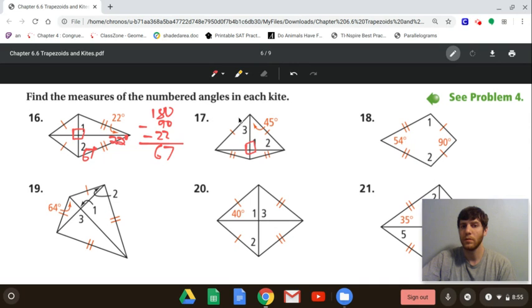So again, this is going to be 45. That half's 45, that one's also 45. And then you have the three angles of a triangle add up to 180 degrees. So you would do 180 minus 90 minus 45, which is also going to give you 45. So this one will also be 45.